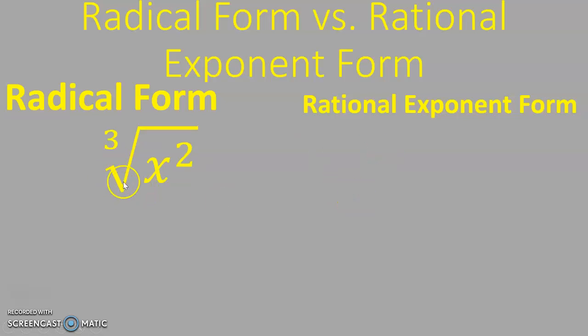Radical form, of course, just has a radical, so we're not too worried about the index or what's under there. It just has a radical. Whereas rational exponent form has an exponent, and that exponent is a fraction. Basically, rational means like a ratio or a fraction. And these two are equivalent, and we'll talk about why they're equivalent on the next slide.